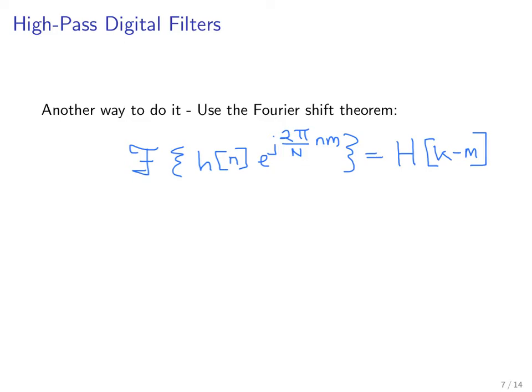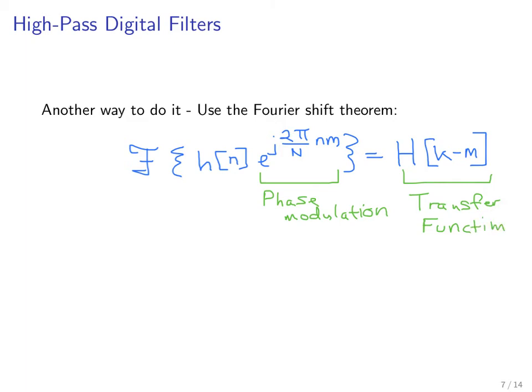And so what that will give us after taking the Fourier transform of that is the same transfer function that the filter had originally, but it will be shifted by m samples as a function of frequency. Okay, so just to say that more explicitly here, this is a phase modulation that we apply to the samples of our filter. And this is the transfer function that is shifted by m as a function of frequency.